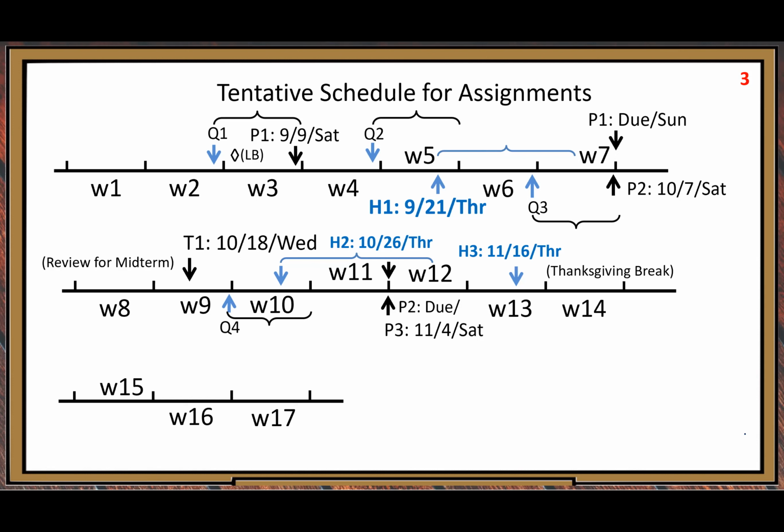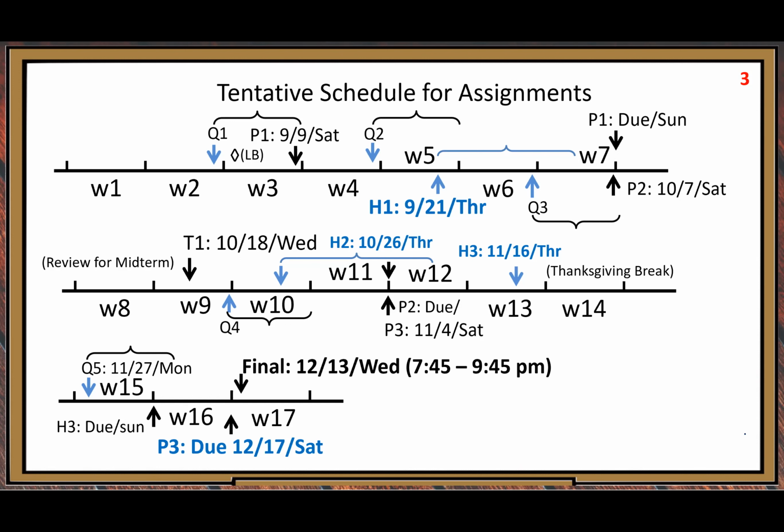Before the Thanksgiving break, I need to assign you homework assignment number three. After Thanksgiving break, you have 1 full week, so I do not give you too much pressure. The Sunday due date after Thanksgiving break is in week number 15, but you need to do quiz number five in that week. Then project three is due at the end of week 16, before the final week, then the final is in week number 17, on Wednesday.